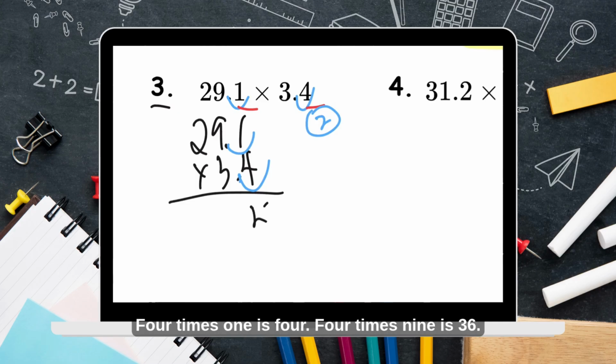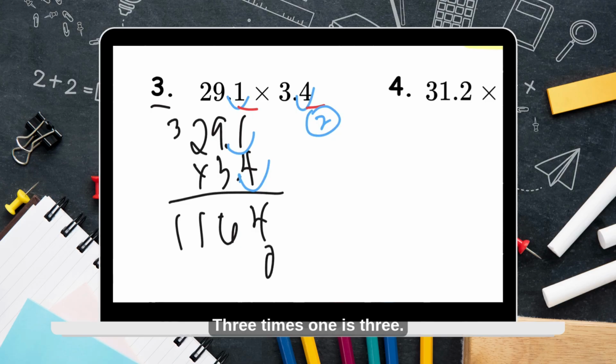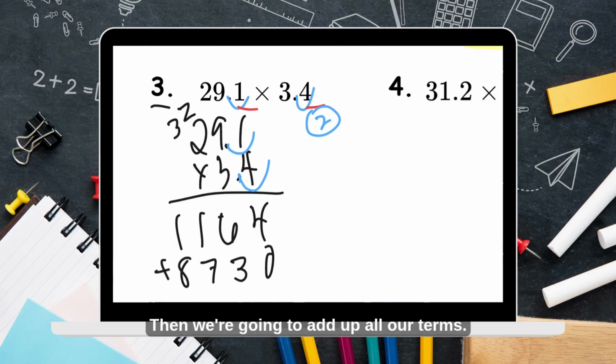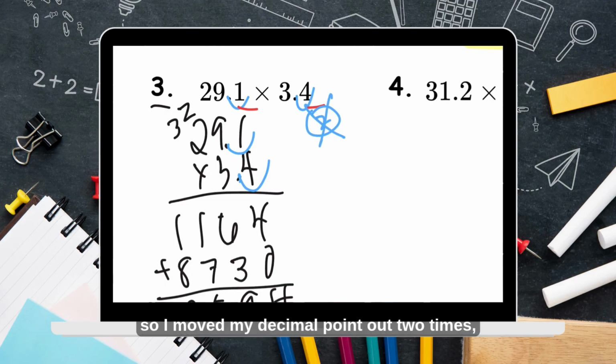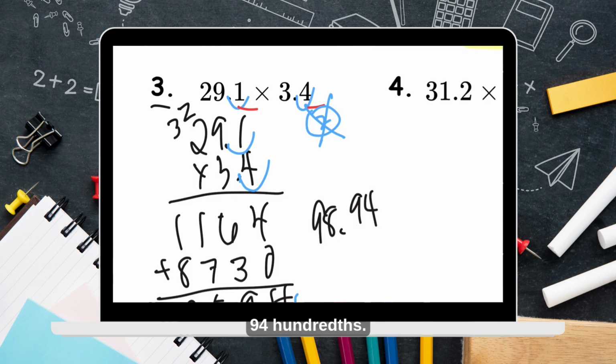4 times 1 is 4, 4 times 9 is 36, 2 times 4 is 8, plus 3 is 11, 3 times 1 is 3, 27, 6, 8. Then we're going to add up all our terms. Okay, so I moved my decimal point out 2 times, so I'm going to move it back in 2 times, and then my answer is 98 and 94/100.